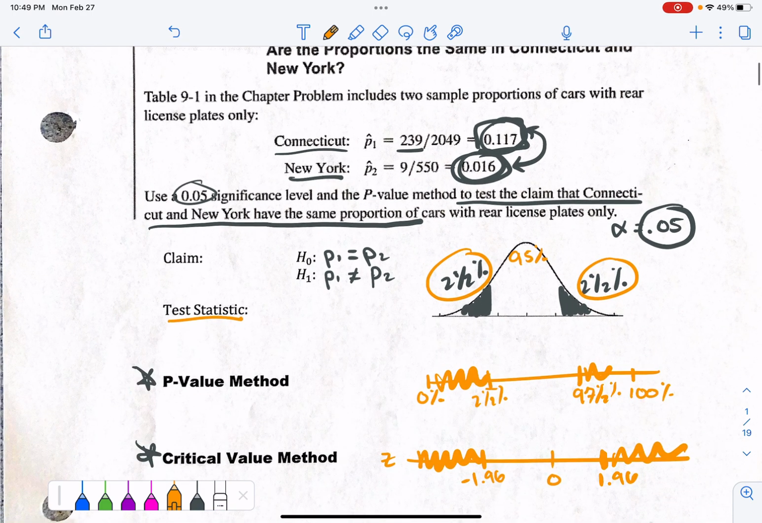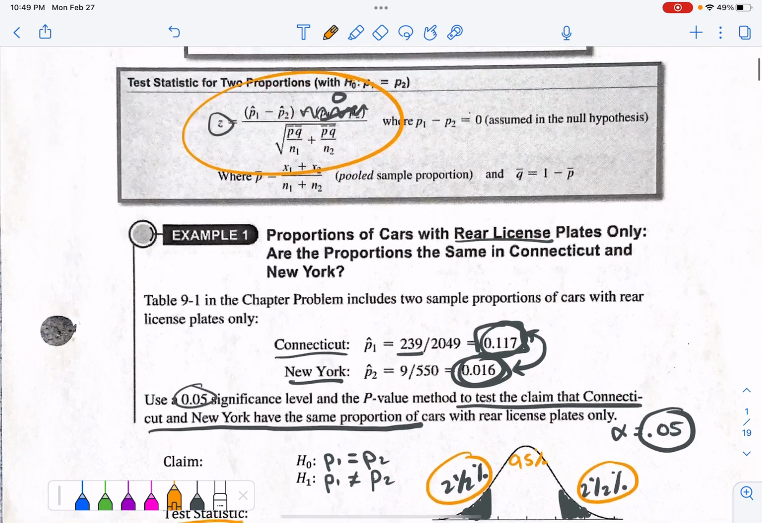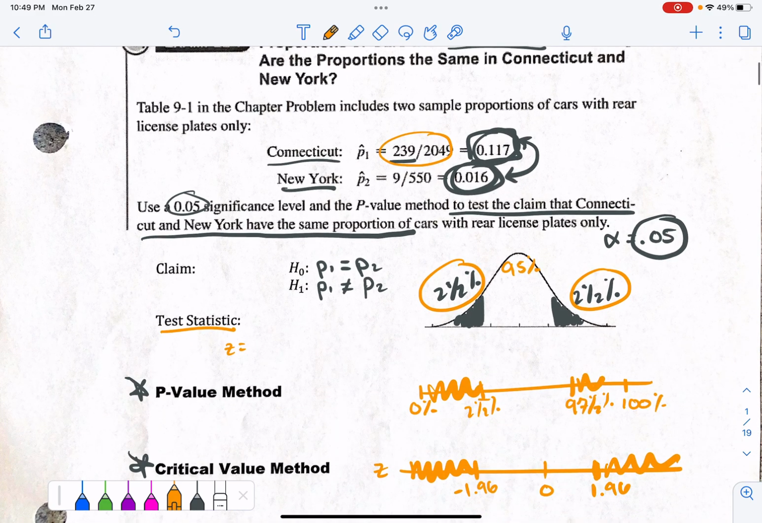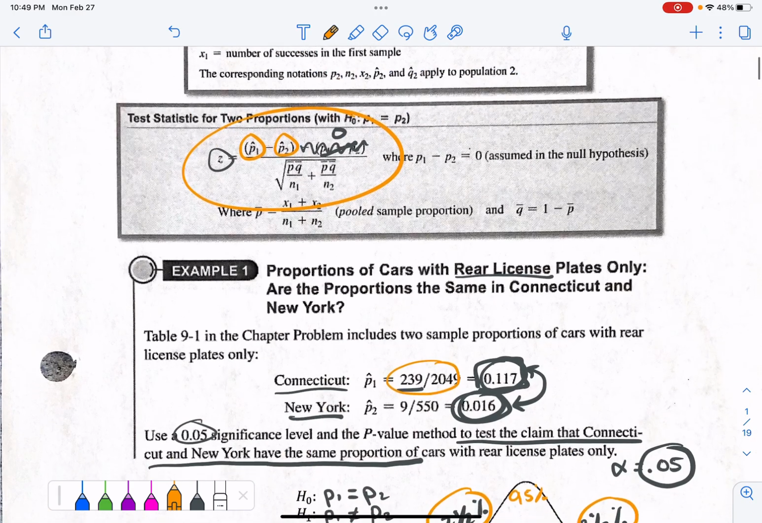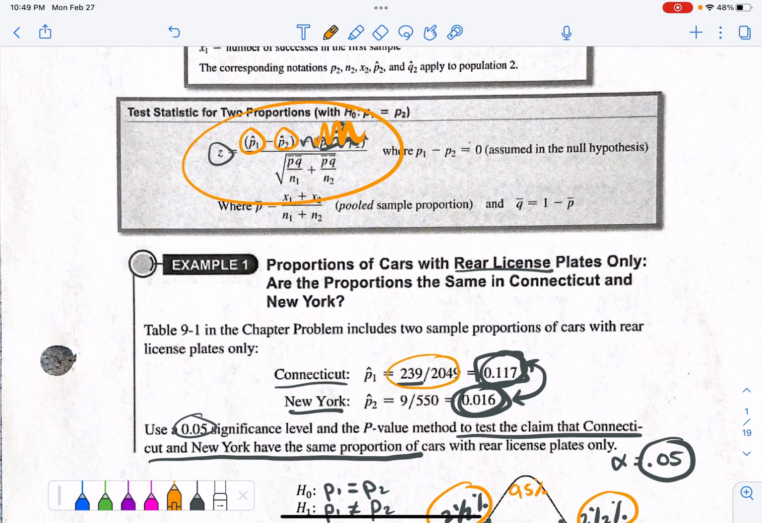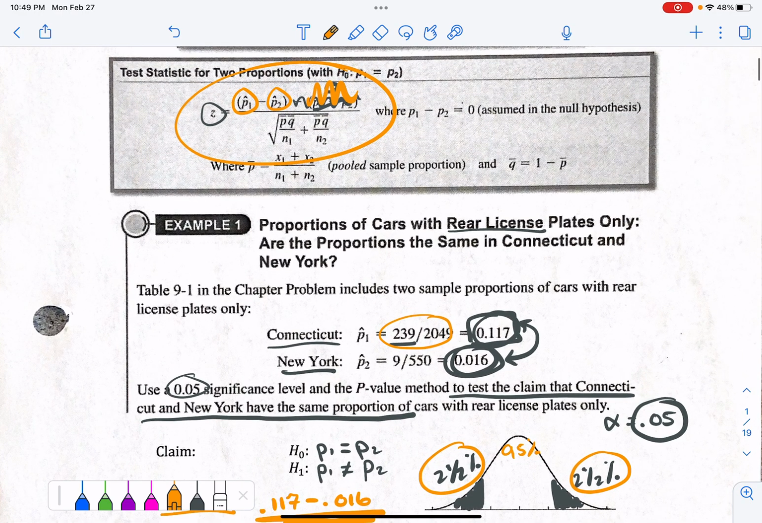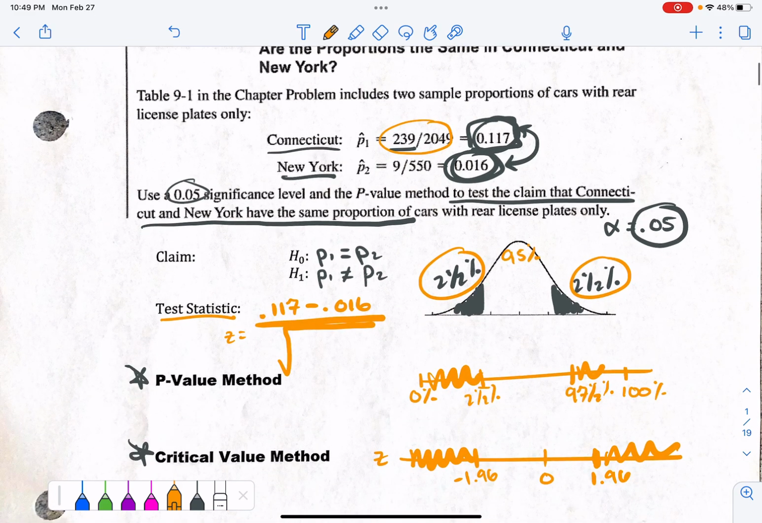So the very first thing is that I want to do p hat 1 minus p hat 2. p hat 1 is that percentage, so 0.117 minus 0.016, all over. Now, I get to ignore this part because that's going to end up being 0. All over the square root of, and this is going to be the ugly part. I want to know what P bar is and Q bar is and N1 is.